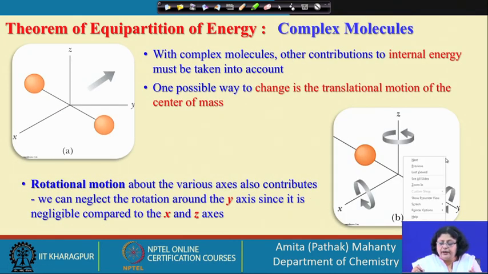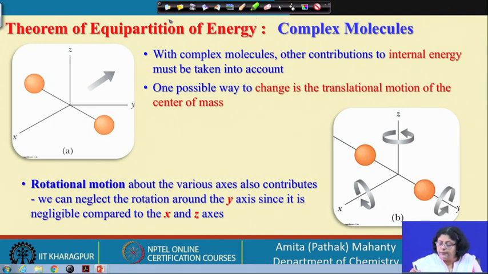So, for the complex molecule, there are a number of contributions to internal energy. Suppose this is the complex molecule, and we are talking about only two atoms associated. I can move the center of mass from one point to the other, so this is the contribution through change in the translational motion of the center of mass. And what else can I have? I can have the molecule rotating about an axis.